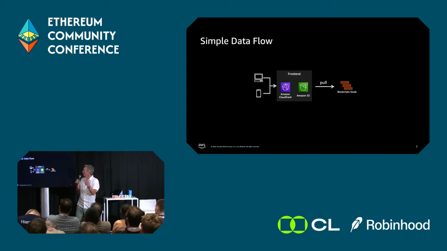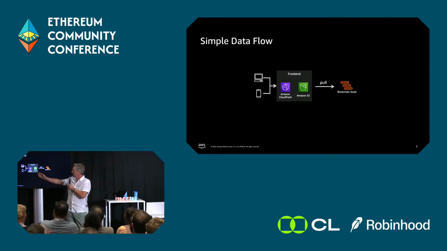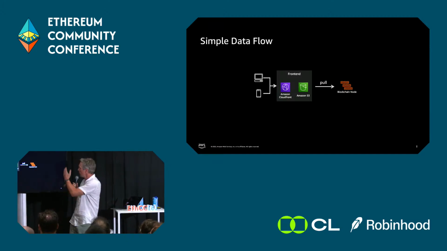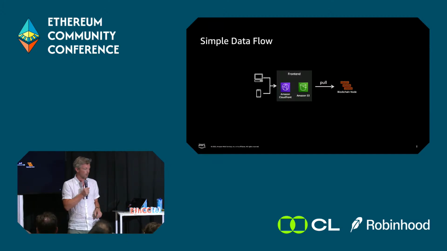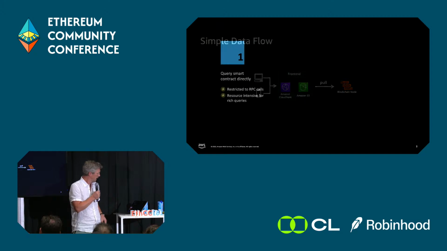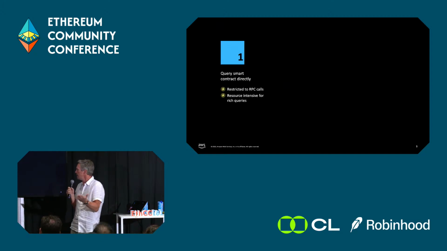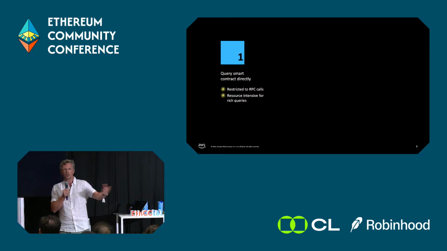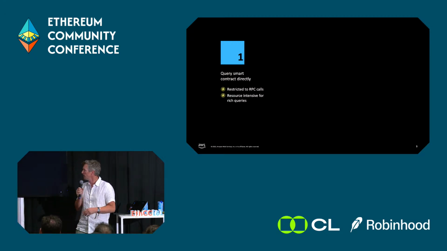Now, if you have a very simple data flow, that's what it looks like. We have a mobile client or desktop client, then we have a front end, and then, of course, we have the blockchain, and we're pulling data from off of it. Now, the easiest way to do that, and that's what you normally start out with, would be to query a smart contract directly. You can just issue RPC calls against the node, get the data, and then display it.